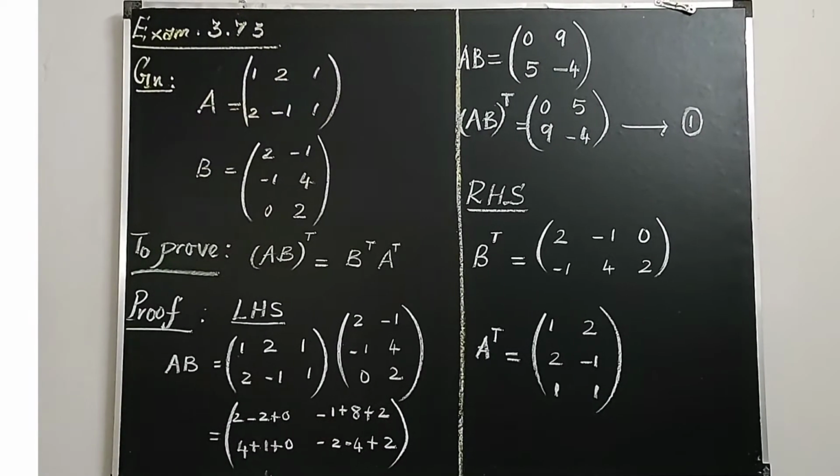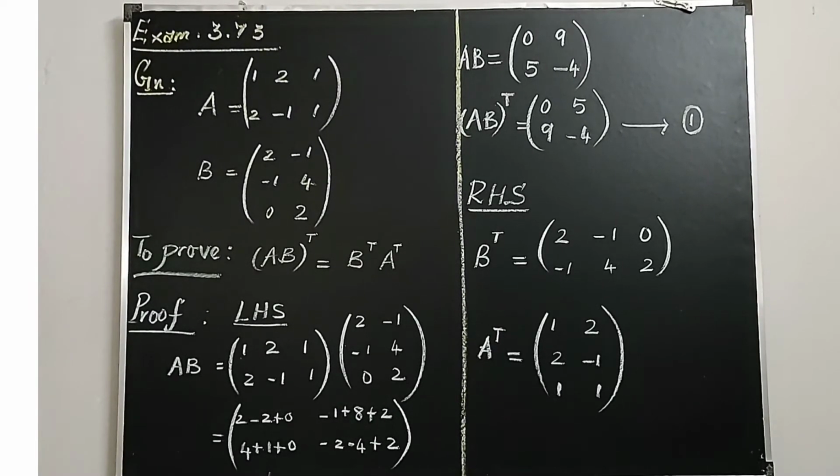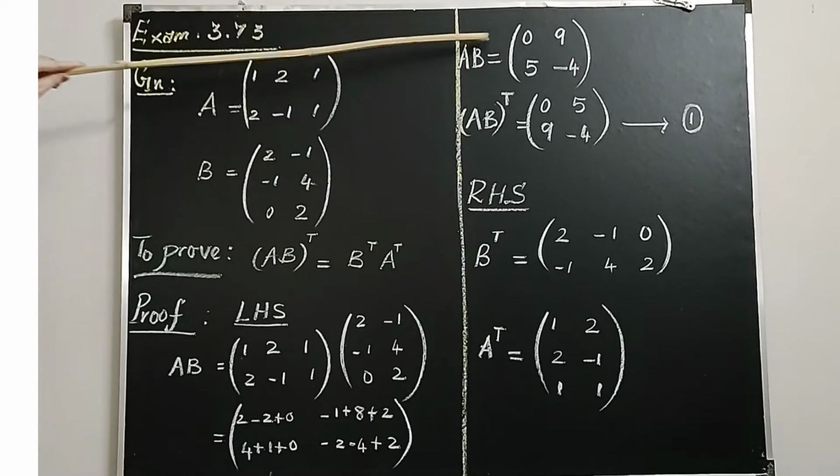How do you get the transpose of AB? The transpose of a matrix is obtained by interchanging the rows and columns. So write the row as a column.